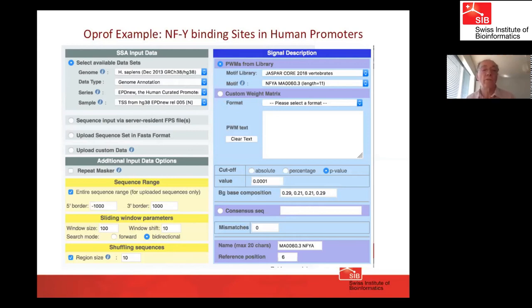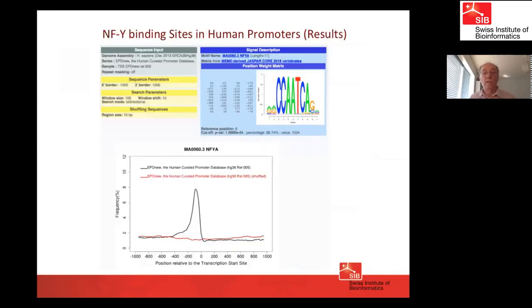This is supposed to preserve the base composition, and this is sometimes important because promoters are highly GC-rich, and GC-rich transcription factor binding motifs may only be overrepresented because they are GC-rich. But here, this is not the case. The shuffled sequences show a flat distribution, and NFY binding sites are highly enriched.